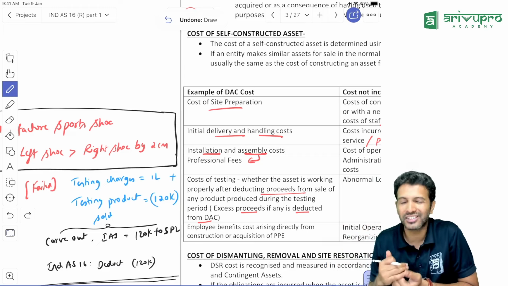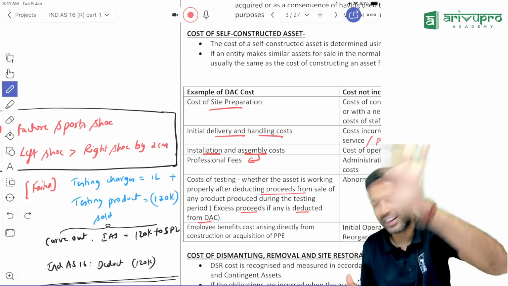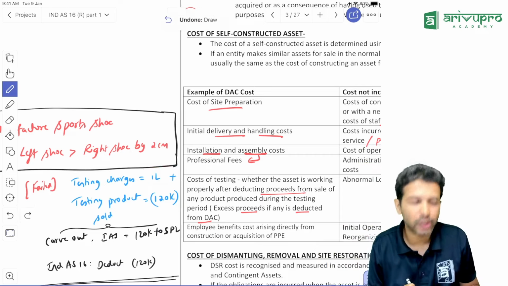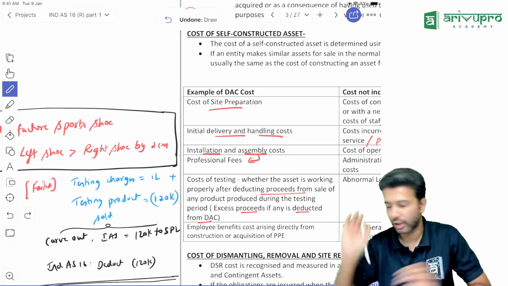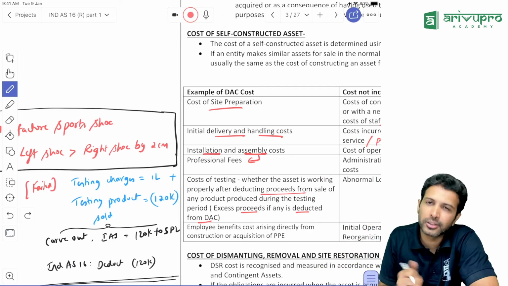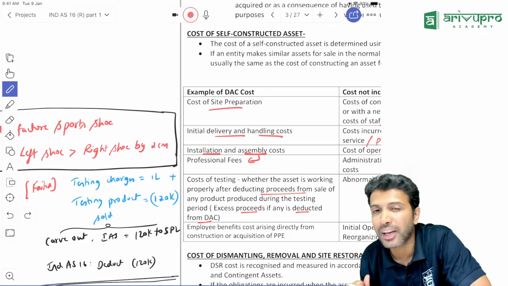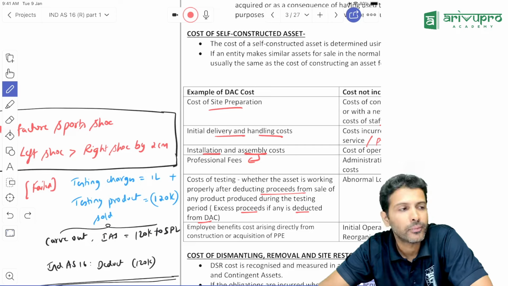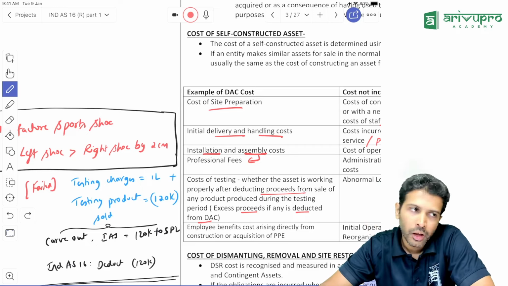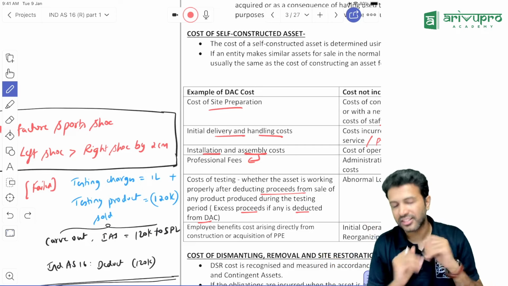In my example, what is the PPE's name? Plant and machinery. So 1 lakh will be added to the cost of plant and machinery. So far, okay? Or to just summarize in one line, testing charges, what will you do? Capitalize, because that is also an example of DAC. Okay, now let's take this example a little further.